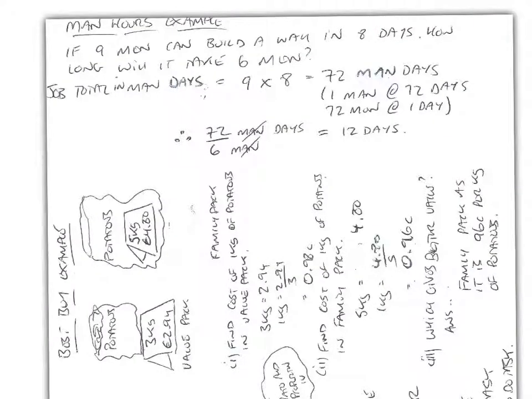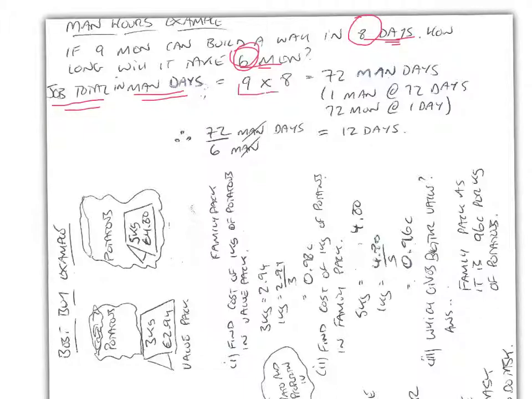And a man hours example then, if 9 men can build a wall in 8 days, how long will it take 6 men? Well, the way I approach these types of problems is I look at, I call the job total in man days, where I multiply the number of days by the number of people, okay, or the number of hours or minutes, whatever it is, by the number of people performing the tasks.